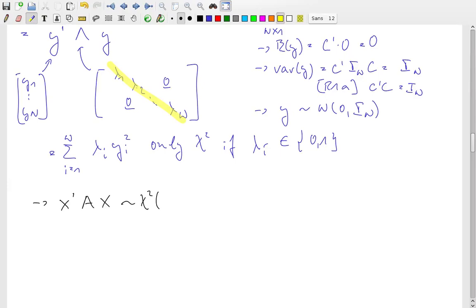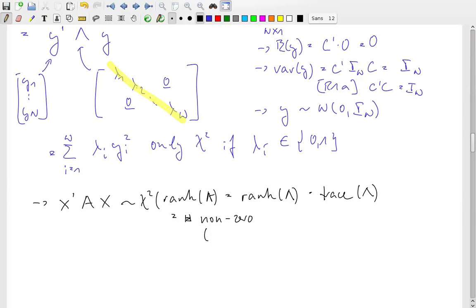Okay, and it's actually the number of eigenvalues which are 1 which determines the rank of lambda, but the rank of lambda determines the rank of A, right? So the chi-square distributed random variable has degrees of freedom which is equal to the rank of A. Okay, but the rank of A is the same as the rank of lambda, and that's the same thing as the trace of lambda. In other words, it's equal to the number of non-zero, that is equal to 1, eigenvalues of this matrix A, this symmetric and square and idempotent matrix that we use to construct this quadratic form in the first place.